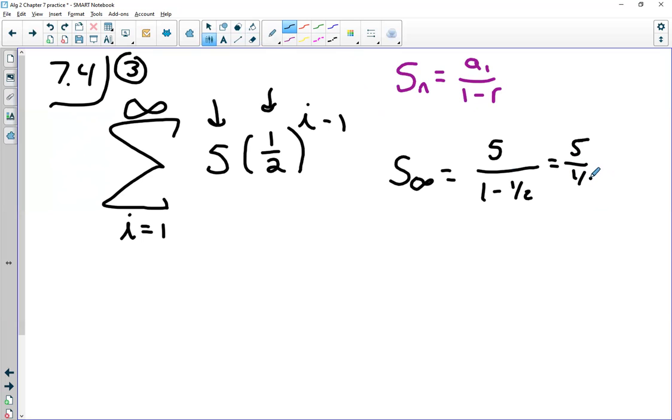So 5 divided by 1 over 2, you could also write it like this, 5 over 1 times 2 over 1. Could we just leave it as 10? Yes, just leave it as 10. 10 is the answer.